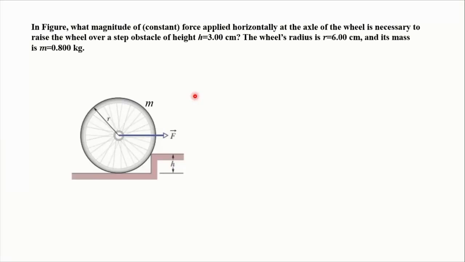Now let us consider the following problem. In the figure below, what magnitude of constant force applied horizontally at the axle of the wheel is necessary to raise the wheel over a step obstacle of given height? The wheel's radius and its mass are given.